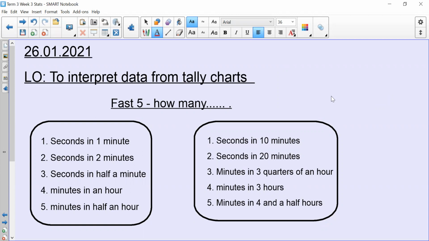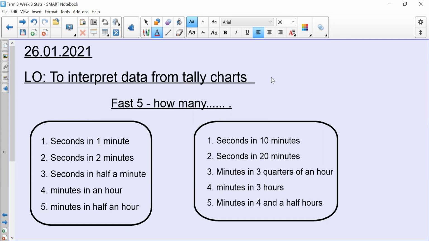For your fast five, there's only 2 levels because we haven't done time yet in year 3, so it might be a bit tricky. You can do one challenge or both, whatever works for you. It's how many seconds in a minute, seconds in 2 minutes, and be careful because it goes on to minutes in an hour, depending on what question you're on. So read it carefully. Pause the screen and spend about 5-10 minutes on your fast five.